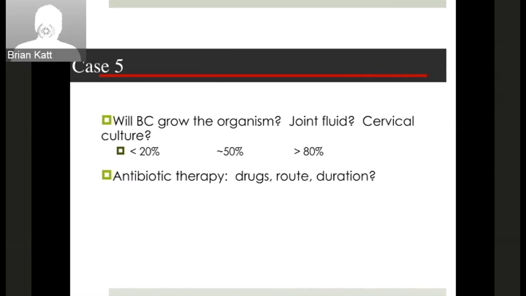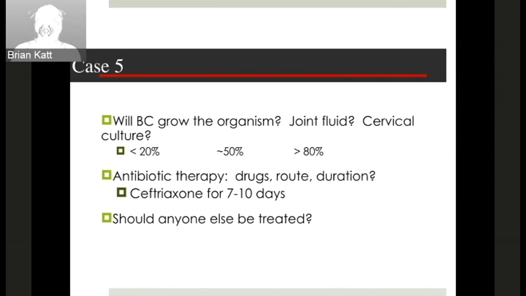The blood cultures are relatively unreliable, less than 20%. Even joint fluid is not really that good. It's really cervical culture that would be helpful. And for antibiotic therapy, typically we use ceftriaxone for about 7 to 10 days. How about anyone else needs treatment? Obviously, her boyfriend needs to be treated.